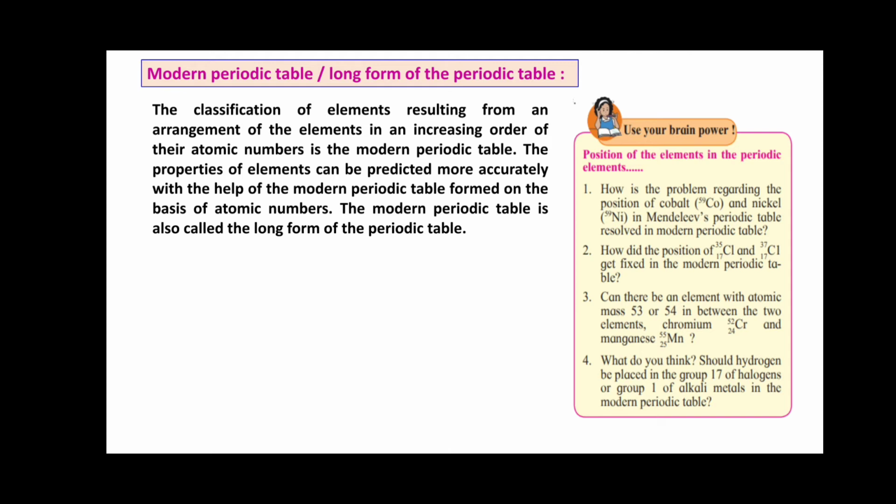Next is, what do you think? Should hydrogen be placed in group 17 of the halogens or group 1 of alkali metals in the modern periodic table? Very interesting question, this one. Very nicely asked. So friends, hydrogen resembles alkali metals, that we know. It has one electron in its outermost shell like alkali metals. Its valence is 1 like alkali metals. So it forms oxides, that is H2O, similar to alkali metals, Na2O.